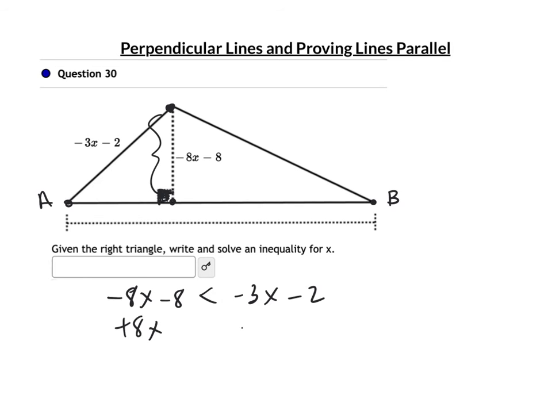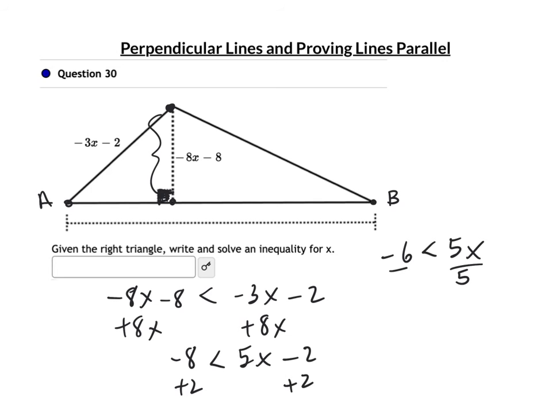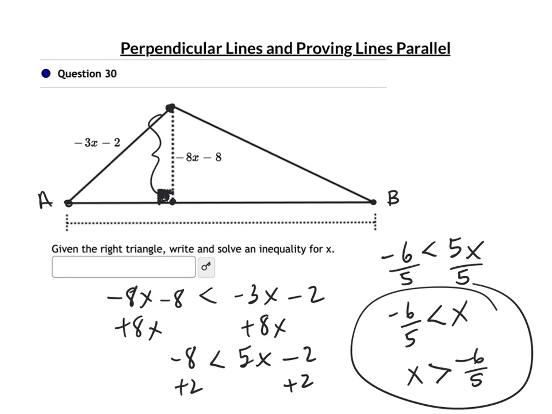I'll add x to both sides. Negative 8 is less than 5x minus 2. I'll add 2 to both sides. Negative 6 is less than 5x. And divide by 5. X is greater than, I'm reading it from the variable, the open side is towards the x, negative 6/5. I'm going to put the x on the left side, keep the open side towards the x. X is greater than negative 6/5. These two are the same. This is the way I would prefer it written.